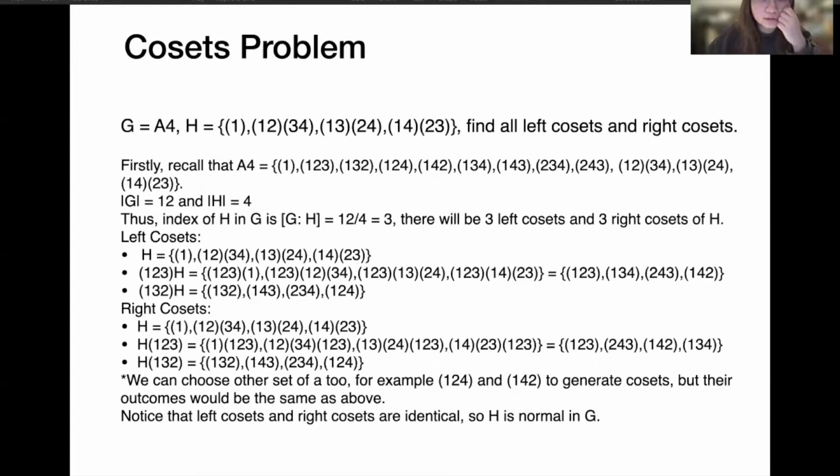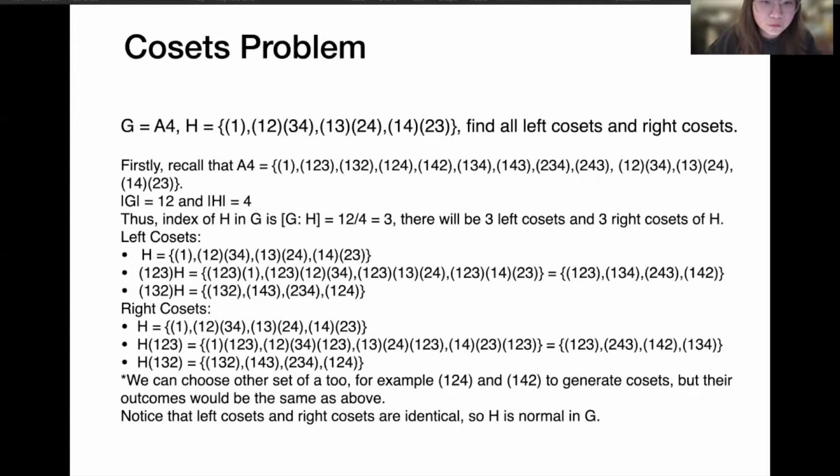Here is a coset problem that I want to share with you. Let A4 be the group G and let the subgroup H be of order 4. We want to find all left cosets and right cosets. Firstly, recall that A4 is a group with 12 elements, so the order of group A4 is 12 and the order of the subgroup is 4. So the index of H in G is 12 divided by 4, and there will be 3 left cosets and 3 right cosets of H.